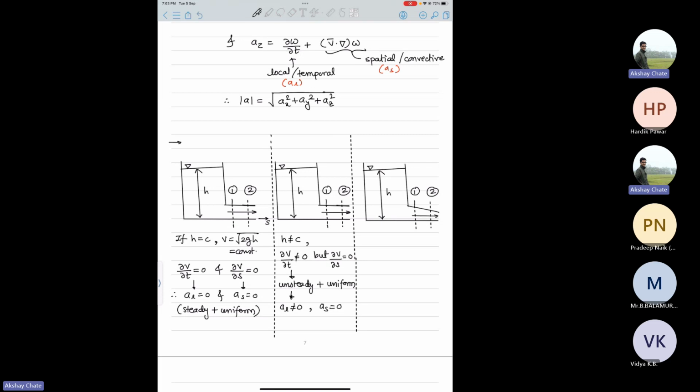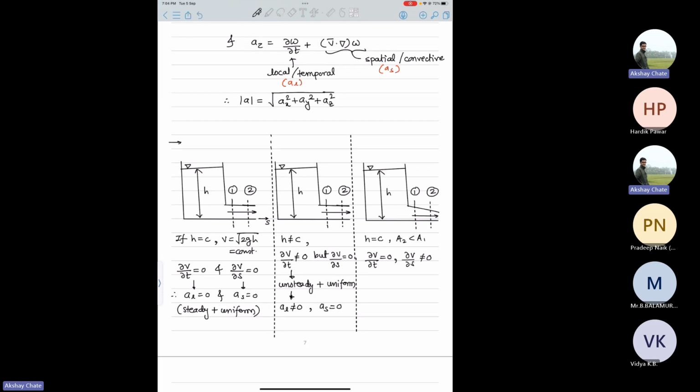And this is the flow direction. So now here your head is constant, but the cross-sectional area at the outlet, the 2 point, is smaller than the first point. Since the head is constant, there is no unsteady part, so del V by del T will go to 0. But del V by del S, which is the rate of change of velocity along the S direction, will be non-zero in this case, because the area is decreasing and therefore velocity in the S direction will increase, right? Because the same mass is flowing through point 1 and 2.